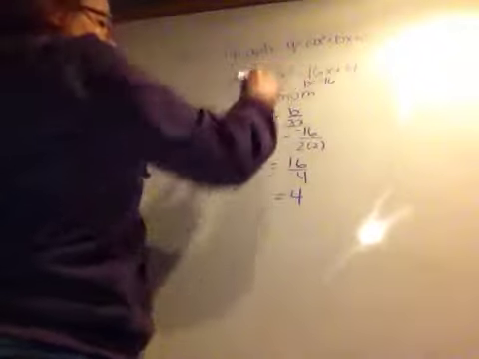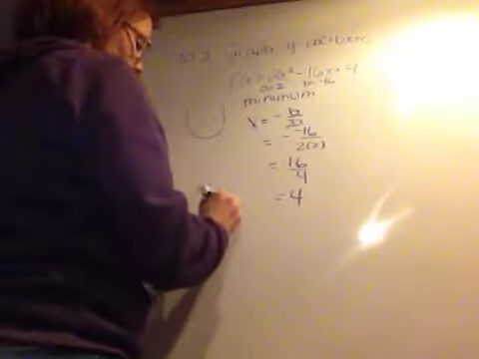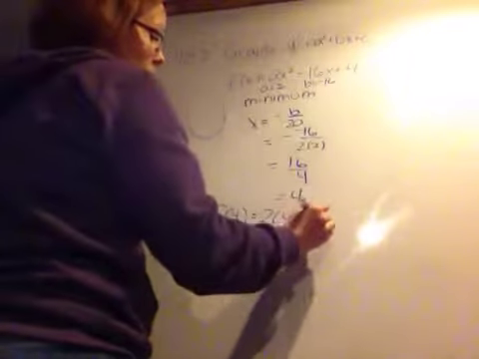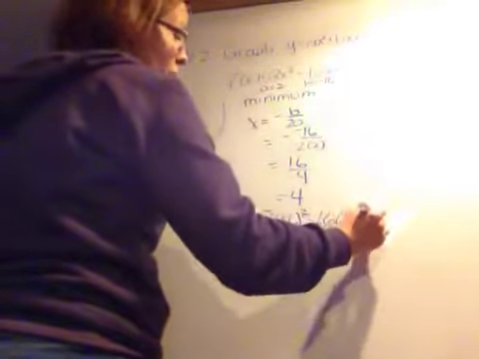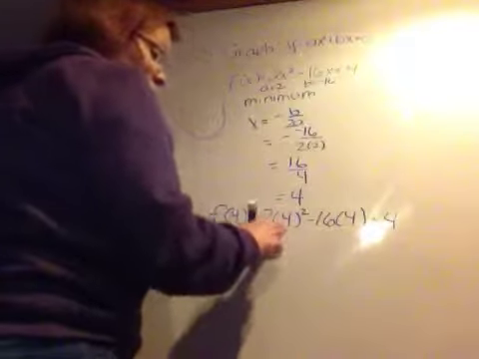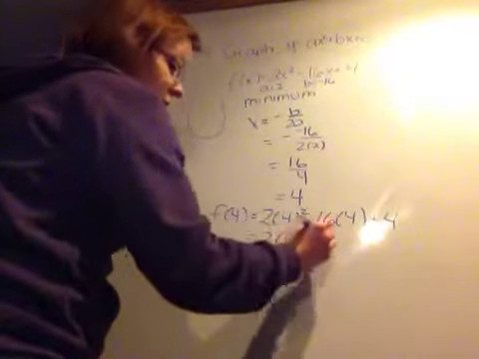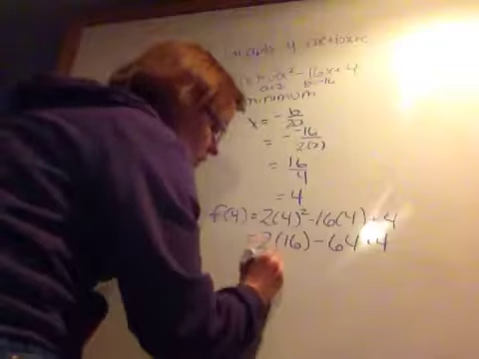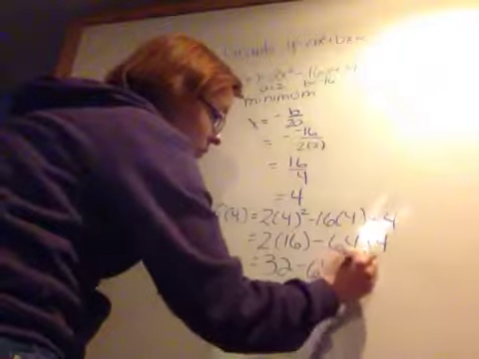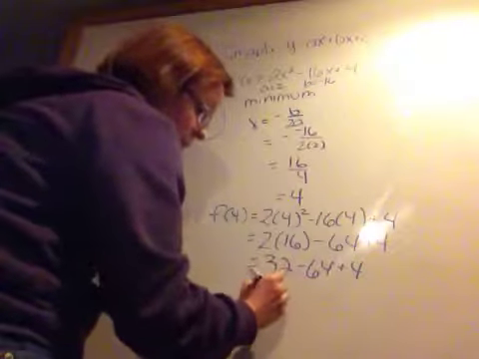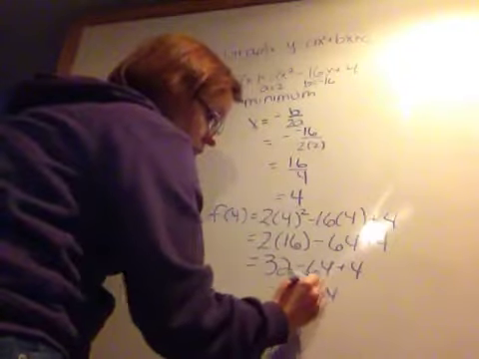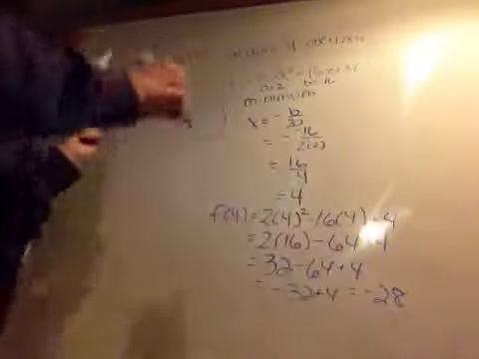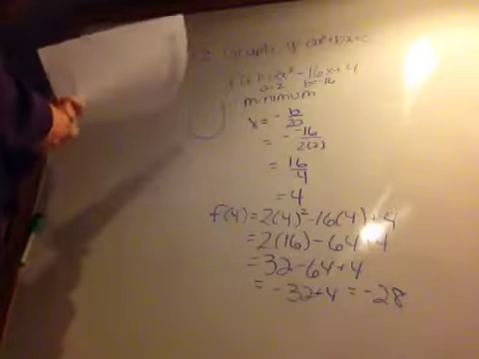I'm going to plug 4 back into my original function. So I'm going to do f of 4 to figure out what my minimum value is. So 2 times 4 squared minus 16 times 4 plus 4. 4 squared is 16. 16 times 4 is 64. 2 times 16 is 32. 32 minus 64 is negative 32. And negative 32 plus 4 is negative 28. So my minimum value is negative 28. It occurs at x equals 4.